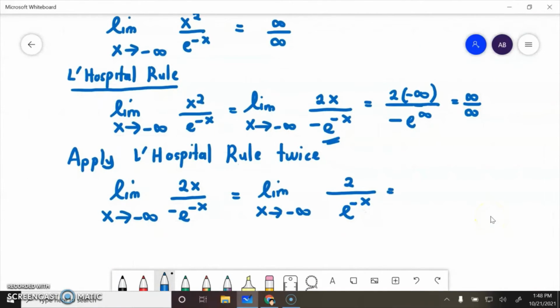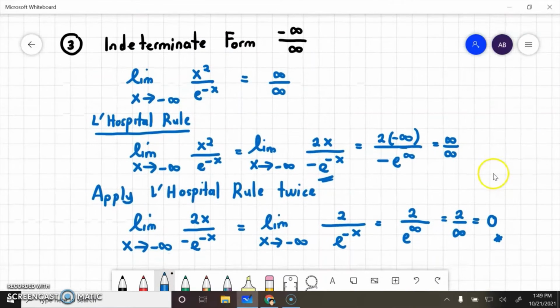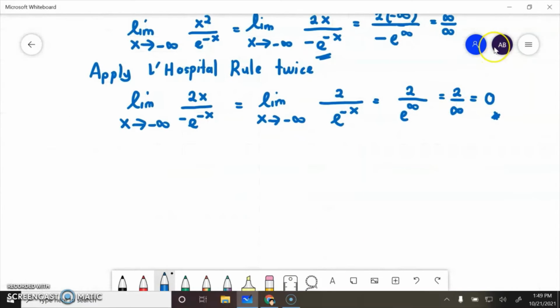When x approaches negative infinity, I'll have 2 over exponent infinity. Exponent infinity here means infinity. So you will have 2 over infinity. 2 divided by a big number will give me 0. So that's your solution. For this example, what you do is apply L'Hopital's rule twice. Now let's look at another example here.